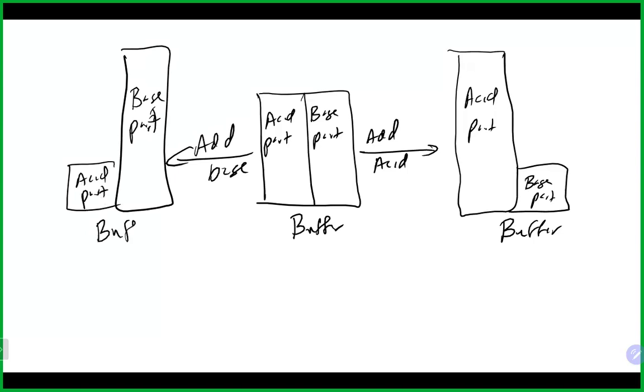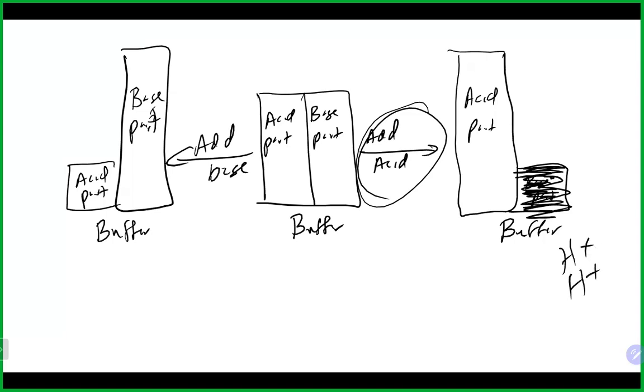Now, there is what is sometimes referred to as buffer capacity, which means there's a limit to how good your buffer will be. What happens if I didn't pay attention? I just kept adding acid. Every time I add acid, I'm using up some of the base part of the buffer, right? So if I keep adding it or I add a really strong amount of acid, I'm going to blow right through the base part of the buffer. And at some point, it will no longer be a buffer. And if I keep adding acid, I will just be adding H plus, and you will see a really big jump in pH.